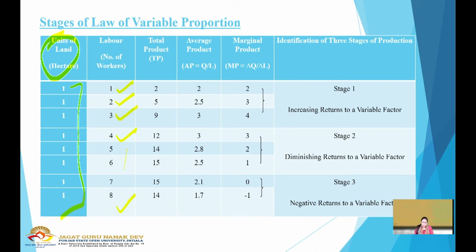However, the total product, that means total production, is 2, 5, 9, 12, 14, 15, 15, 14. So it's increasing initially, then constant and then decreasing. Average product, as we discussed earlier, is equal to total product divided by labor. So 2 divided by 1 is equal to 2. 5 divided by 2 is 2.5. So that can be calculated with the help of labor and total product.